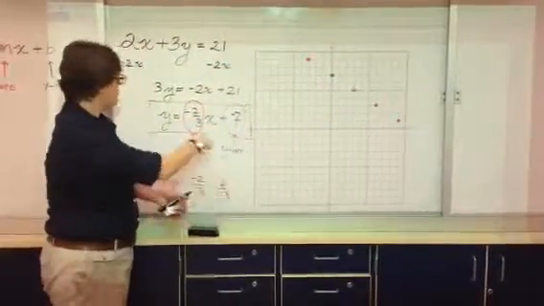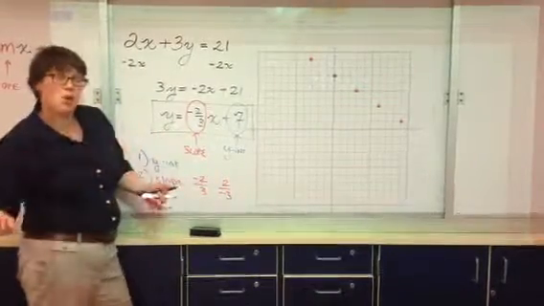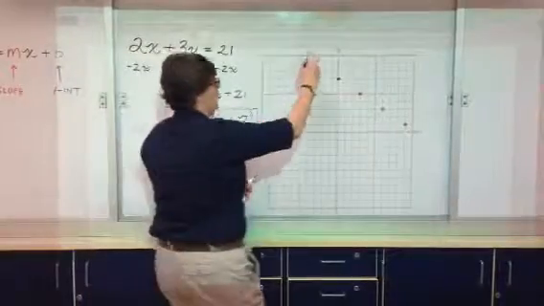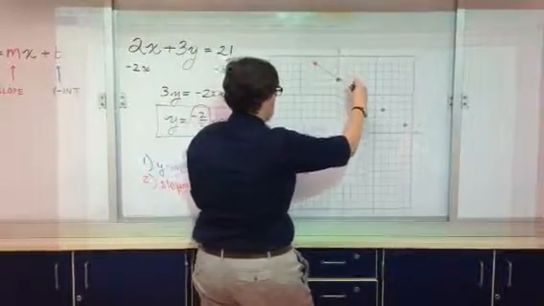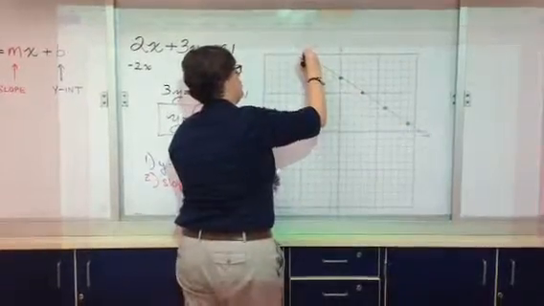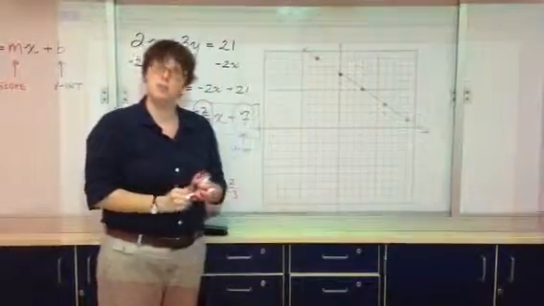All of those points are on this line, which means they're all partner pairs x, y that make the equation true. We connect the dots and put arrows on the end to show that this line continues infinitely in both directions.